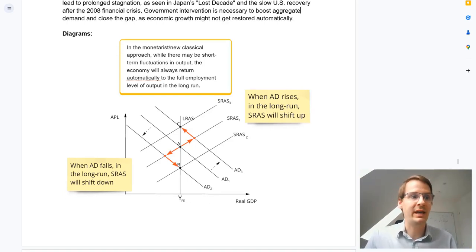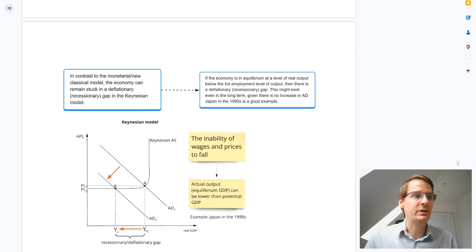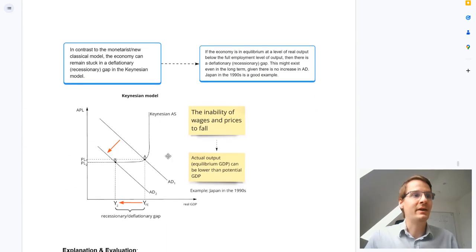Now that's exactly what the Keynesians don't agree with, because as you can see in this diagram, the Keynesian aggregate supply curve has this horizontal long part, and they argue that if AD falls from AD1 to AD2 in this model, we are going to end up at point B, Y2, creating a recessionary gap. But this is not going to be a temporary short-run fluctuation in the economy, but the economy might actually get stuck there at point B and Y2.